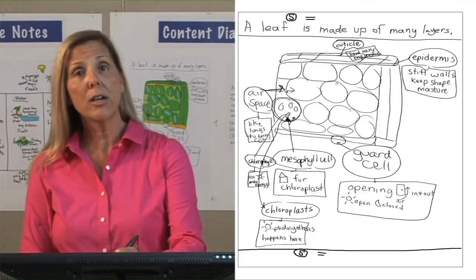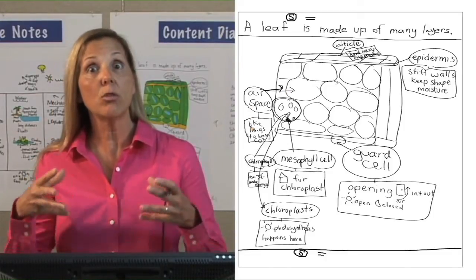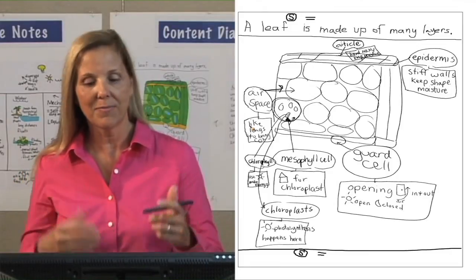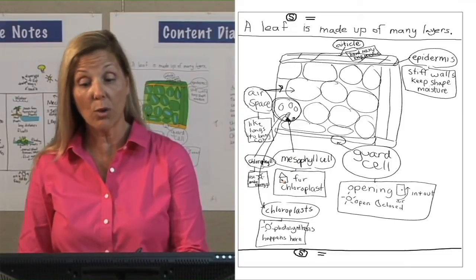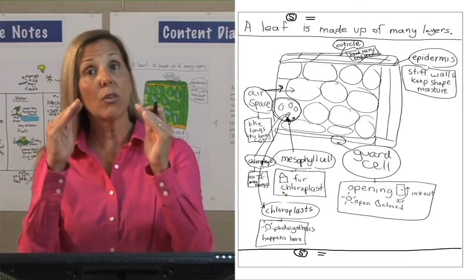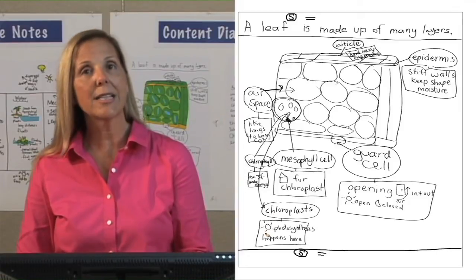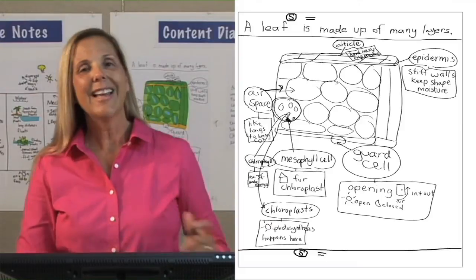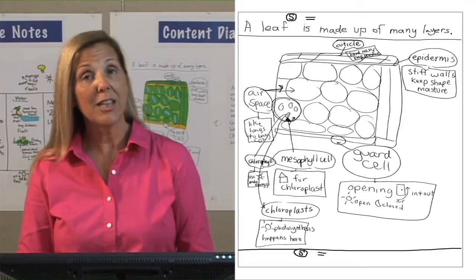We had our air space. What's the function of the air space? The air space is where the CO2 goes when it comes into the plant's leaf. Then we have our mesophyll cell. What is the function of the mesophyll cell? It's a house for the chloroplasts. Let's go to the chloroplasts. The chloroplasts are little pockets where photosynthesis occurs. And chlorophyll uses the sun to make its energy in the plant.